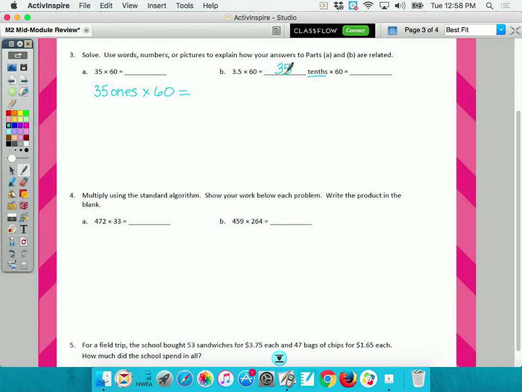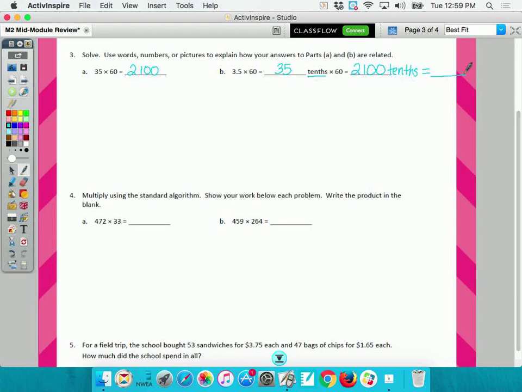Now someone do 35 times 60 for me. And I'm going to do 35 times 6. And then add a 0 to the end. So what did I get for my answer? Okay, so if I do the same thing over here, I'll get 2,100 what? Tenths. Here's what they left off. Equals something. Rewrite it in standard form.